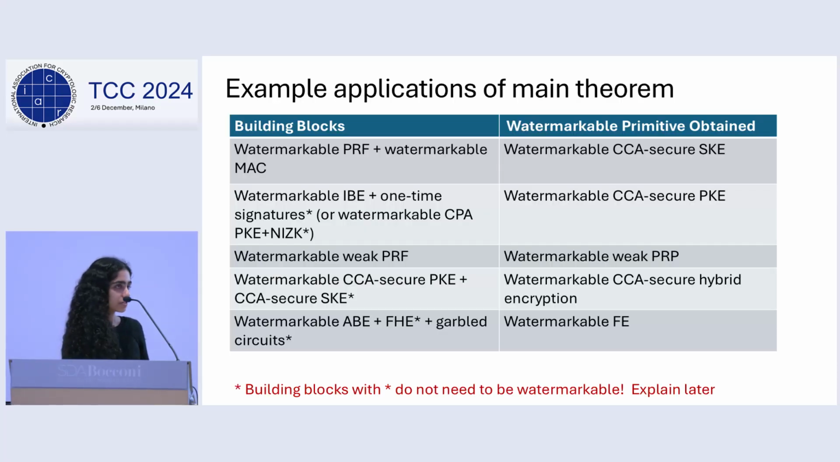So some applications of the main theorem. This is a list of building blocks and what they imply. So PRFs and MACs in the plain model, like I said, imply CCA secure secret key encryption. So this theorem implies that it's enough to build a watermarkable PRF and a watermarkable MAC in order to get a construction of a watermarkable CCA secure secret key encryption, and we don't need to come up with an ad hoc construction for these primitives.